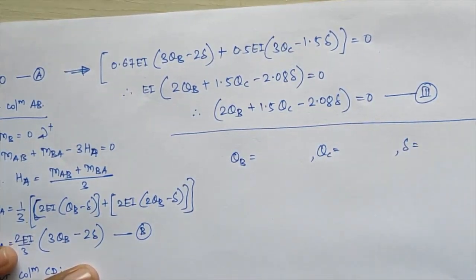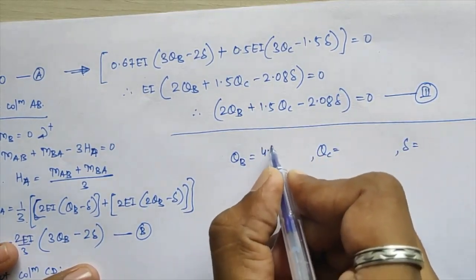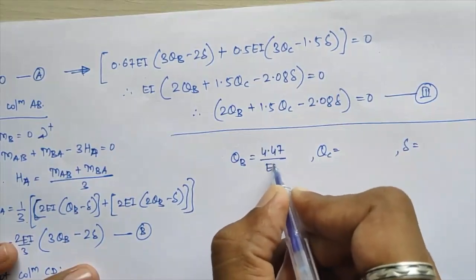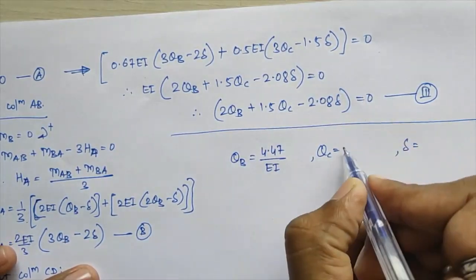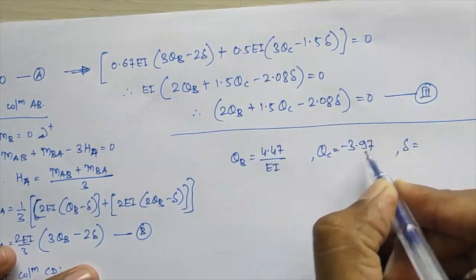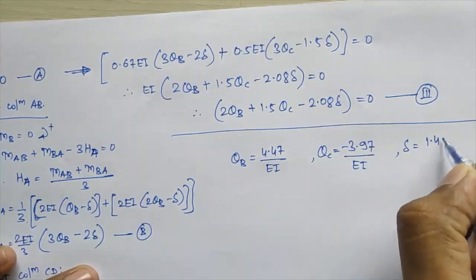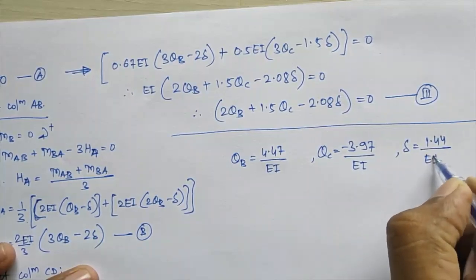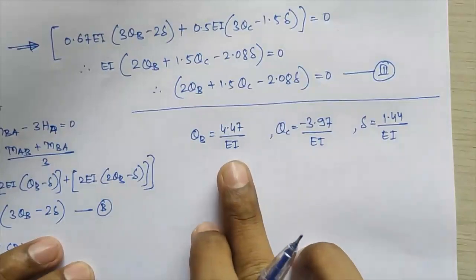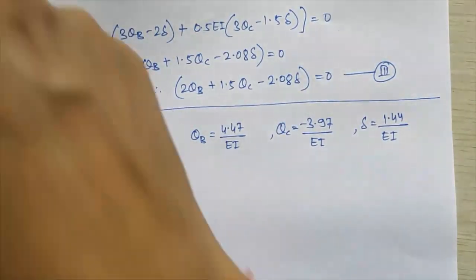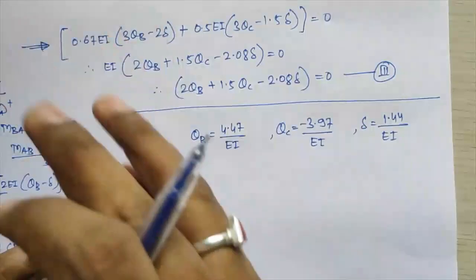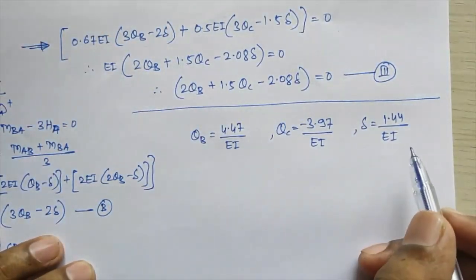If you solve these three equations simultaneously, you'll get theta b equal to 4.47 divided by EI, theta c as minus 3.97 divided by EI, and delta as 1.44 divided by EI. You can check these values. The decimals may vary slightly, but the values must come out approximately similar.